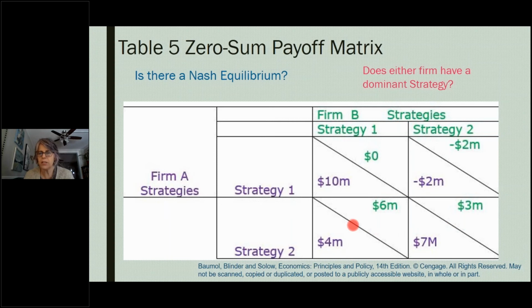Once you're here, we just did this one. Firm A is going to want to go up here. Firm B is not going to want to go up there, but firm A is going to go up there, and then they're back at this point. And this point is a Nash equilibrium in that it's stable. B is not going to move, A is not going to move, but it's in a situation where there's a winner and there's a loser.